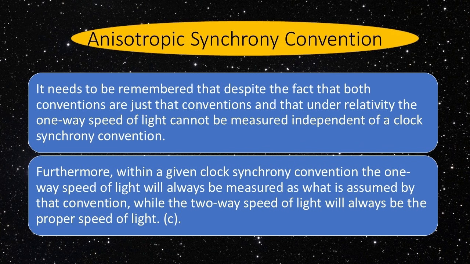It needs to be remembered that both conventions are just conventions, and that under relativity, the one-way speed of light cannot be measured independent of a clock synchrony convention. Furthermore, within a given clock synchrony convention, the one-way speed of light will always be measured as what is assumed by that convention, while the two-way speed of light will always be the proper speed of light, that is, c.